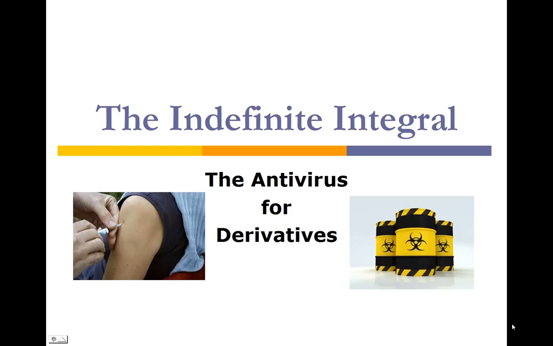So now here's what we've got going. We've got what we call the indefinite integral. This is basically going backwards. We know the derivative, now we're going backwards. So instead of starting with the original function, we'll be starting with the derivative.